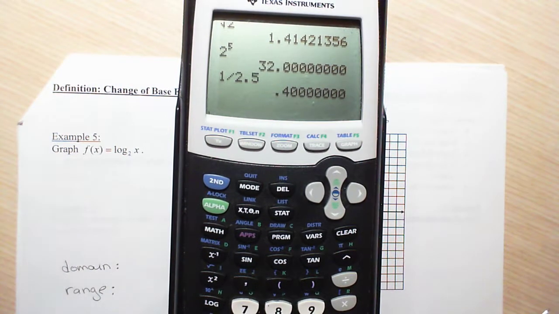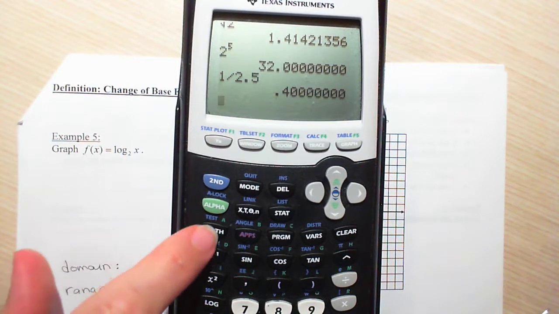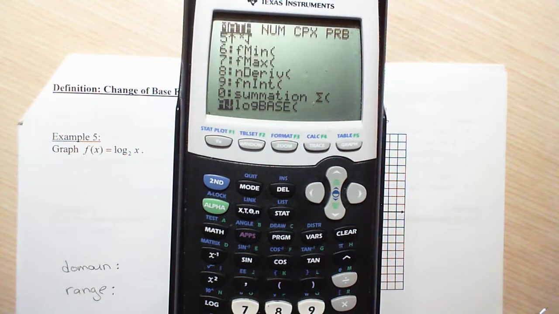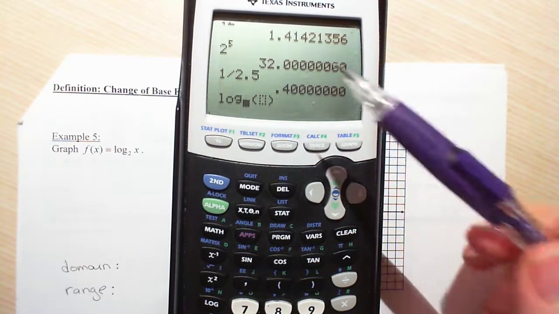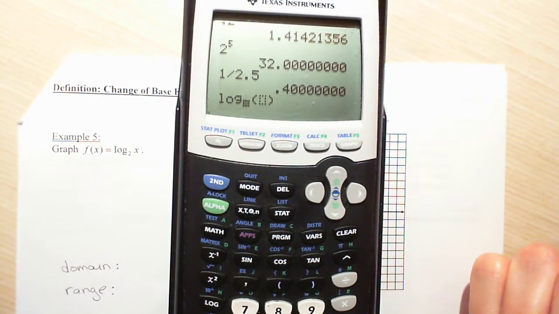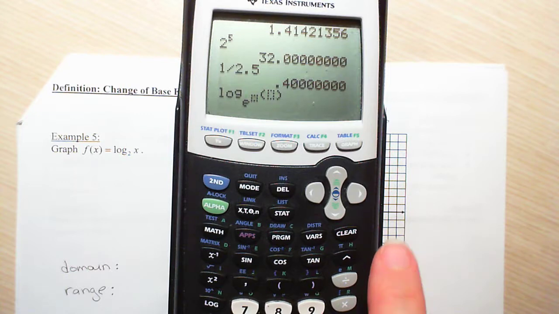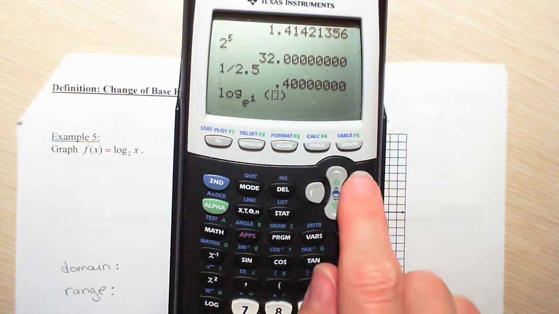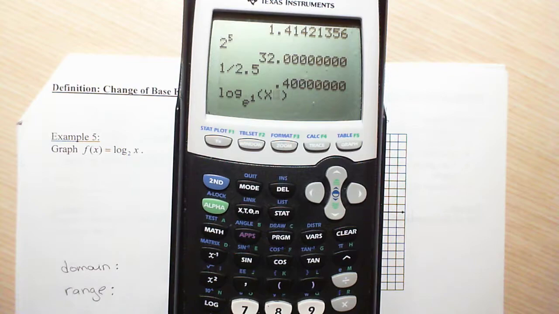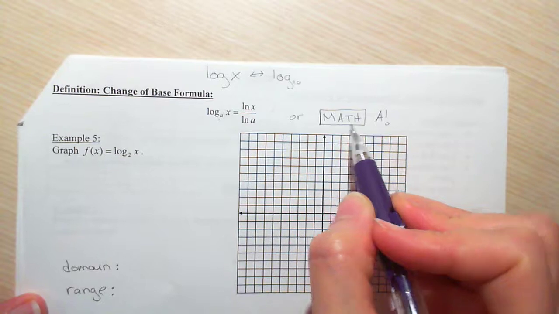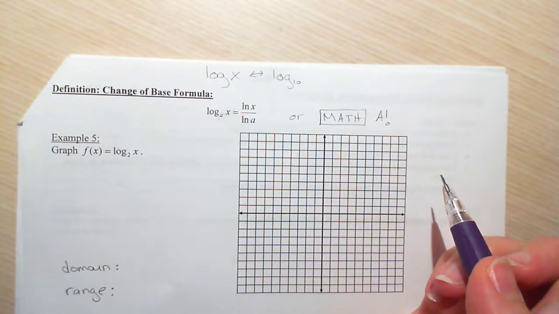I don't think the 83 does this, but you can do this change of base on the 84 automatically. You want to do the math button, and you want to go all the way down to log base, put that in, and then you can choose any base for your log. So you could choose e, guess you'd make that 1 then, and then you could put x in, or whatever. You could make it any base. So on an 84 or higher, you can use the math button to do a change of base.